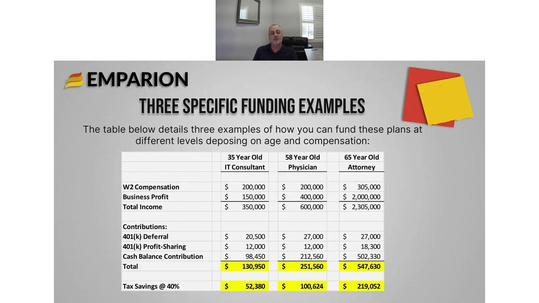So first example, 35-year-old IT consultant. We're going to assume these are all S-Corp structures. W-2 compensation of $200,000 with a business profit of $150,000. That would be about $350,000 of total income. Contributions to the plan, 401k contributions, $20,500. Profit sharing is limited to $12,000 with this plan. And the way we get the $12,000, it's actually 6% of the W-2 compensation. So it's 6% of the $200,000. So that's going to be $12,000.